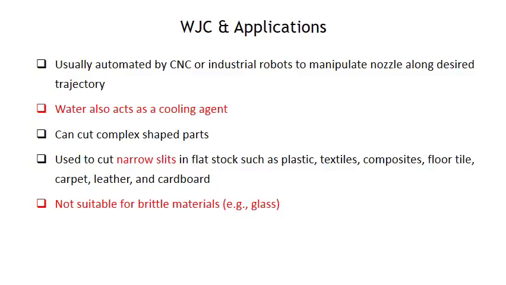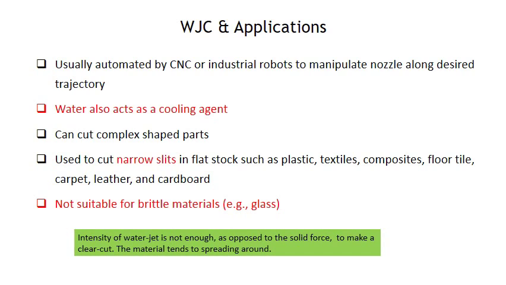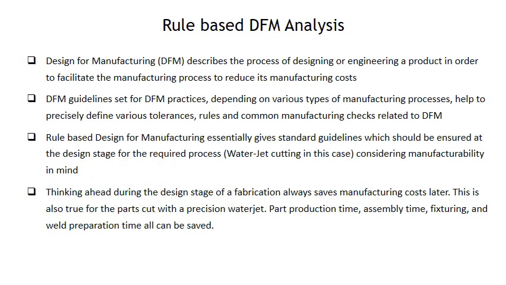The advantage of water jet cutting is that we can cut very complex part shapes. It is also used to cut narrow slits in flat stocks such as plastic, textiles, composites, and floor tiles. Its disadvantage is that it is not suitable for brittle materials such as tempered glass. The intensity of the water jet is not enough, as opposed to a solid force, to make a clear cut, so the material tends to spread out in the case of tempered glass.